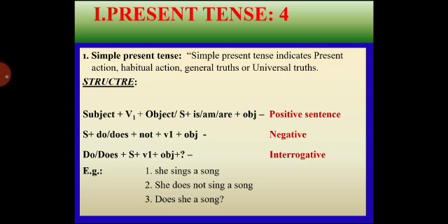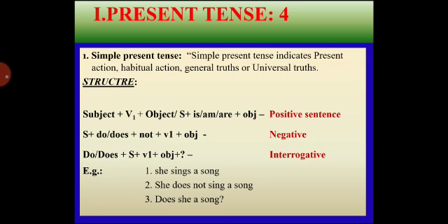Simple present tense indicates present action, habitual action, general truths, or universal truths. So the definition explains how to use it in a particular way. It can be used either for universal truth or general truth, habitual actions, present action, or state of being. So it gives a clear picture of how to use it.